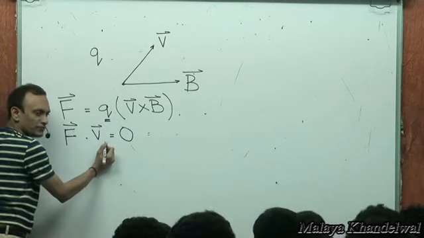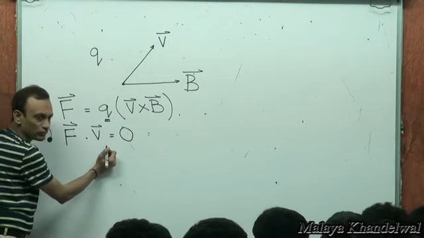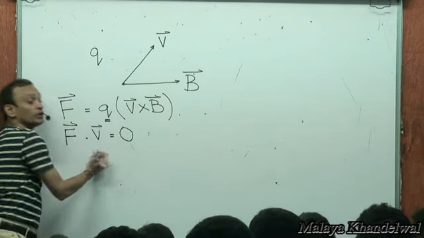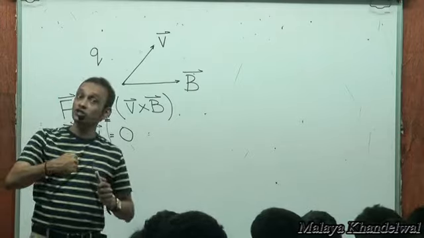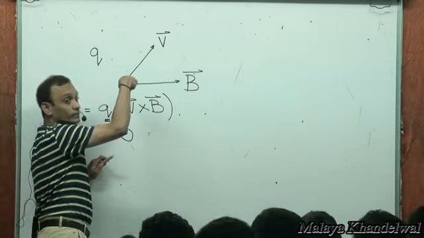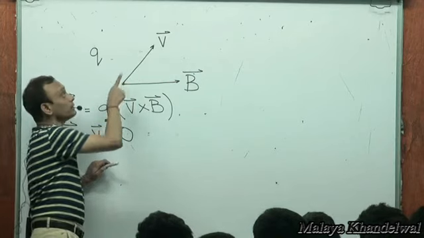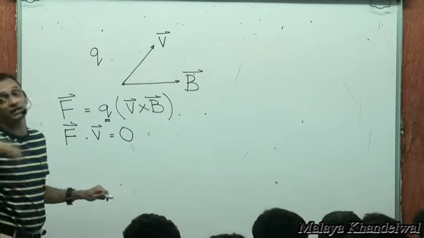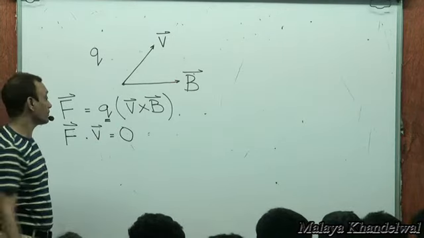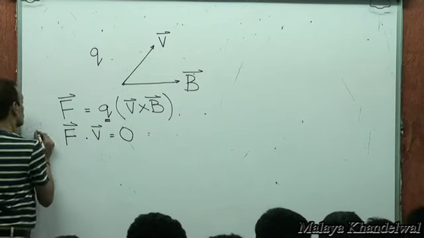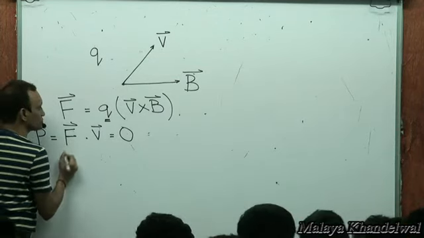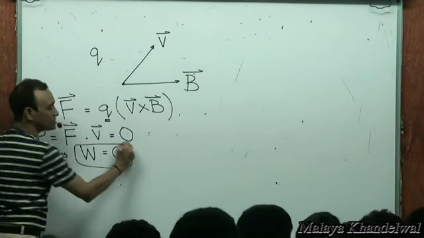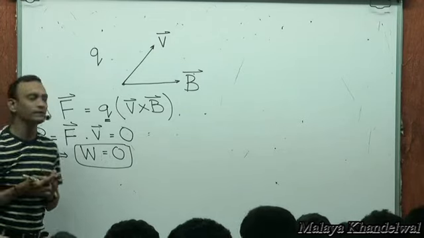That means the magnetic forces do no work; they are no-work forces. Therefore, they cannot change the kinetic energy of a charged particle. They can change the direction of velocity, because this force F is non-zero and perpendicular to V. It can change the direction of V but cannot change the magnitude of V, right? So the power associated with a magnetic force is 0, or the work done by a magnetic force must be 0. It therefore cannot change the kinetic energy of a system, right?